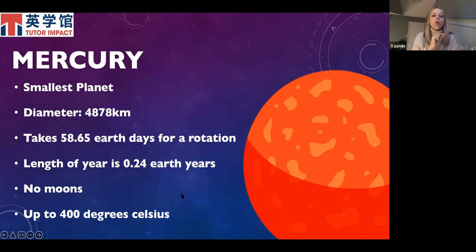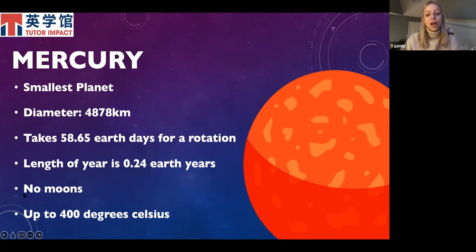However, the orbit time, so the time that it takes Mercury to go around the sun, is a quarter of the time it takes in Earth years, so 0.24 Earth years. What this means is that if you lived on Mercury, you would have 4 times the amount of Christmases. So it might be nice to live on Mercury.